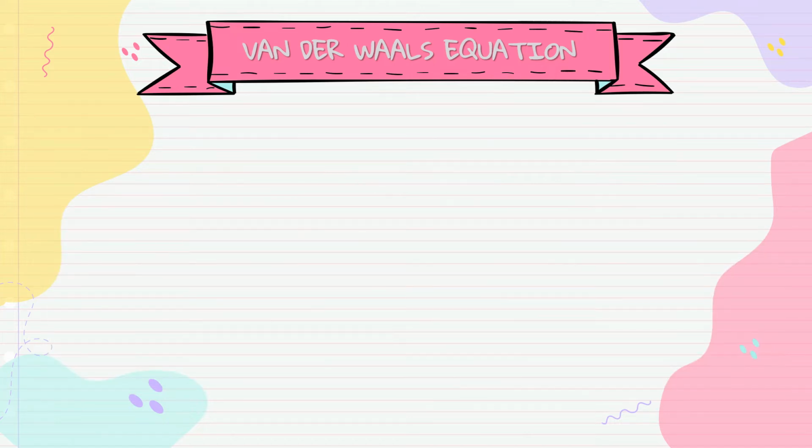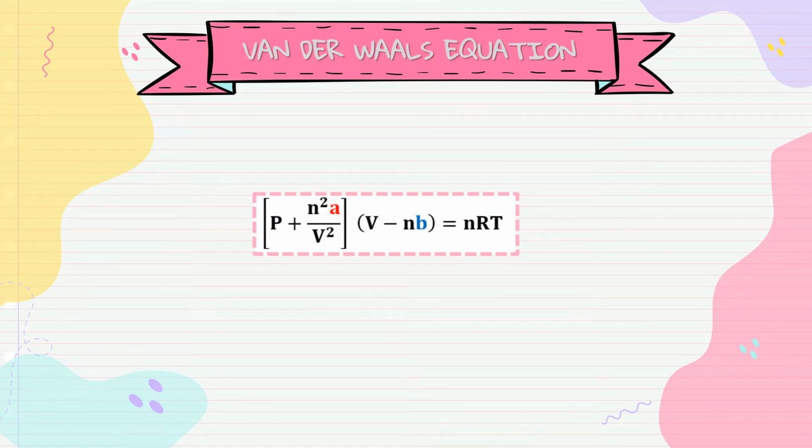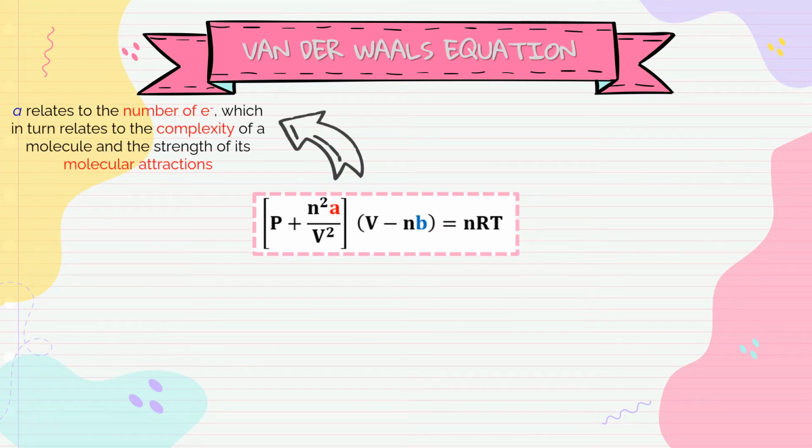Now, let's take a look in more detail at the two parameters in the van der Waals equation, which corrects the ideal gas equation. The first one, kita tengok parameter yang dekat sini. Okay, kita tengok untuk A dulu. So A relates to the number of electrons, which in turn relates to the complexity of a molecule and the strength of its molecular attraction.